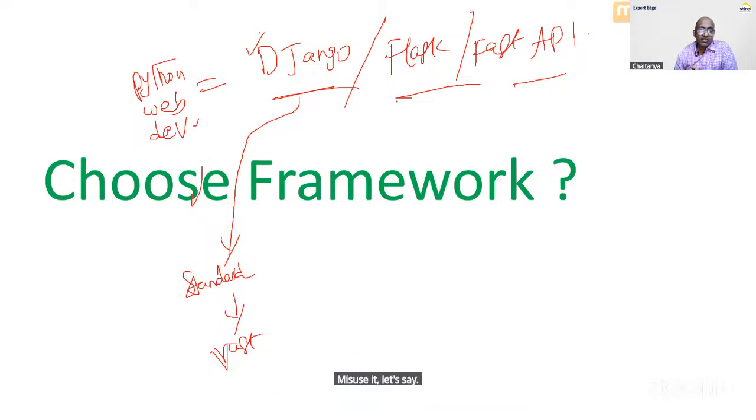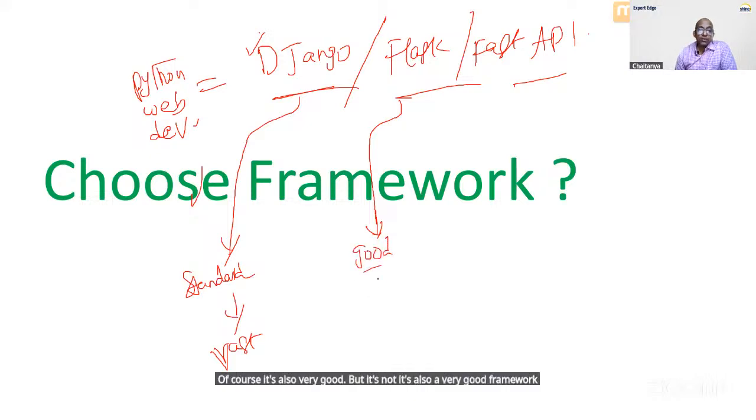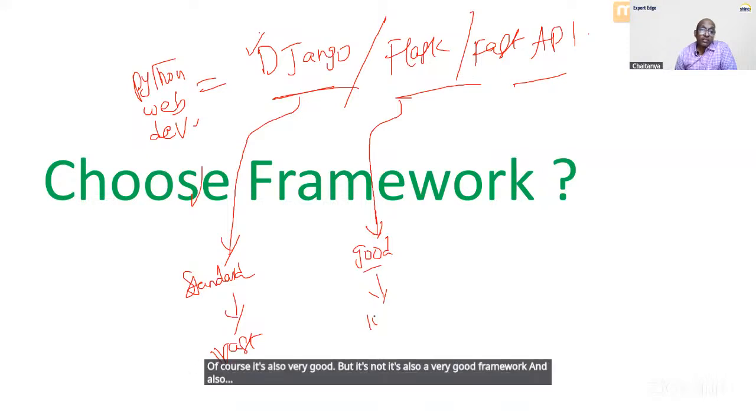For example, Flask is a small, maybe medium level framework. Of course, it's also a very good framework, but 100% of options are not available like in Django. A very good amount of options, whatever the frequently used options are, are definitely available in Flask also, but not 100%.